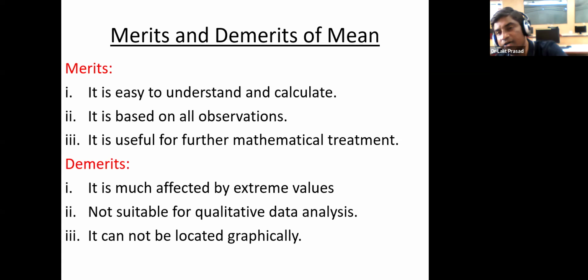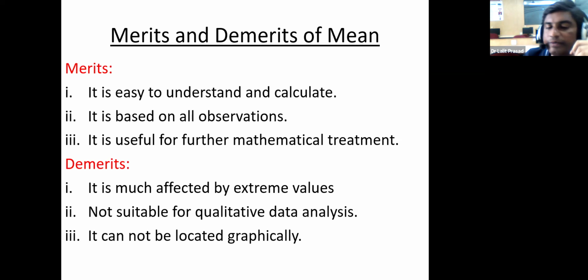So what is the solution for that? As we have already discussed in data cleaning, you have to remove these extreme values. Then, not suitable for qualitative data analysis. So mean is useful for quantitative data analysis. Qualitative is for the theoretical aspect, descriptive in nature, where there is a 1-page written something. You want to do some analysis, you want to find out a summary. What is the interpretation of that? So mean will not help you on that.